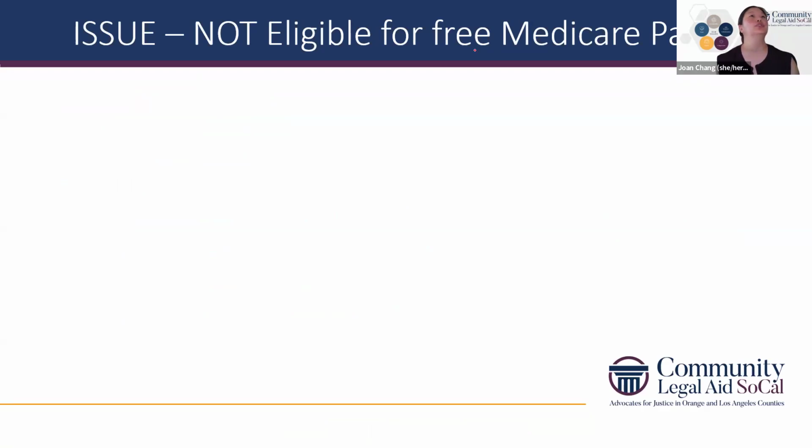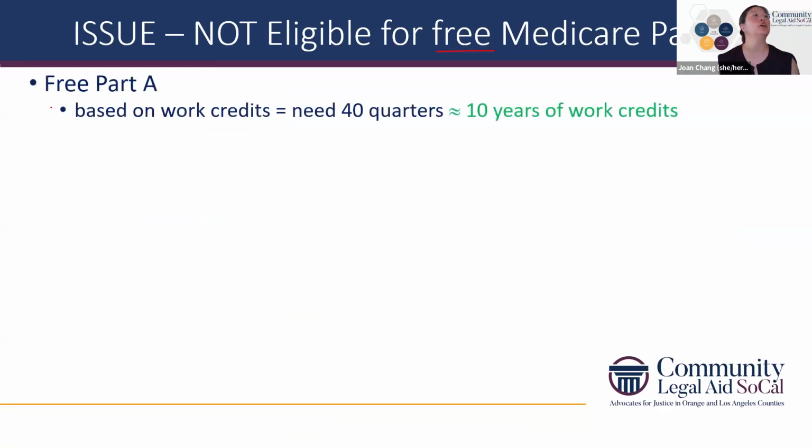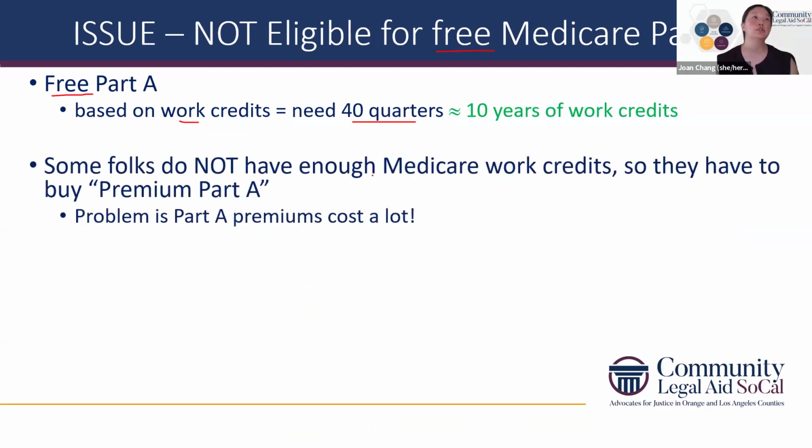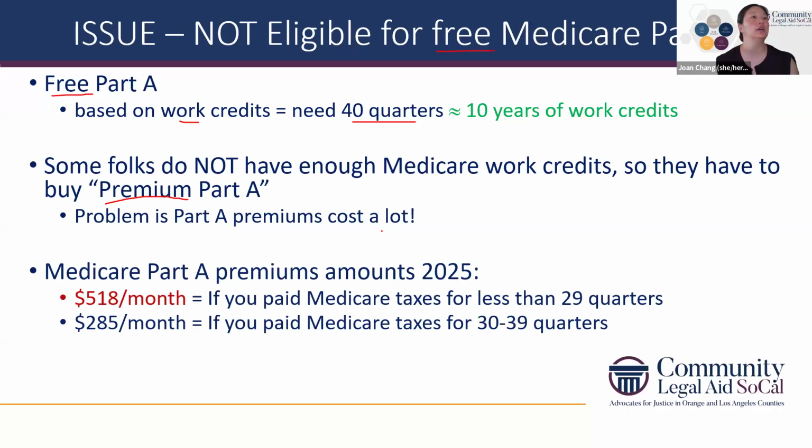Not eligible for free Part A. Again, free Part A is based on work credits. You need about 40 quarter work credits, which is about 10 years of earnings and paying into the Medicare pot. Some folks don't have enough of these work credits, so they have to buy the premium Part A. Again, the problem is it costs a lot of money. Let's break down how much it costs.